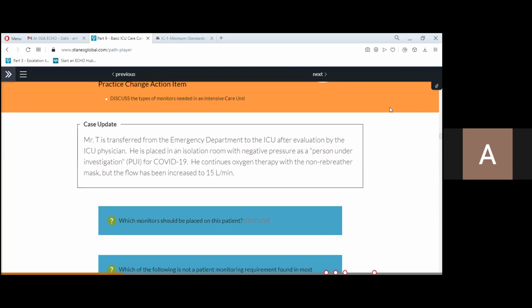So let me call Dr. Embo. Harry, are you with us and you're clear? Hello, good afternoon, Dr. Datti and everybody. Yes. Okay. So guide us through this discussion. Which monitor should be placed on this patient, and then the question that follows for the participants. Thank you. Okay, so the question there now is, which monitor should be placed on this patient?